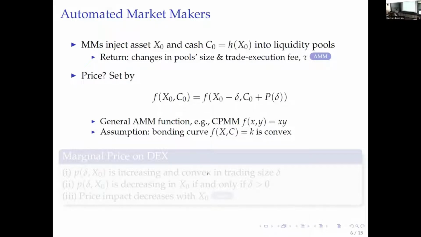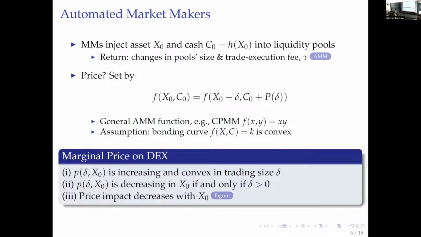And the price is going to be determined by the constant function market maker, which is characterized by this function F. This is a general form of automated market makers. So initially we had this X0 and C0. This is the initial state of the liquidity pool. After the trade, we are going to have this one. And some function of this liquidity pool state must be constant before and after the trade. This is the requirement imposed by the automated market maker. As I said, this is a general form. We are not going to provide a specific functional form. We're just going to assume that this F generates a convex bonding curve. But this is general. For example, if you want to talk about the constant product market maker that I gave you, you can just assume that this function F is the product. Okay? It's a general functional form.